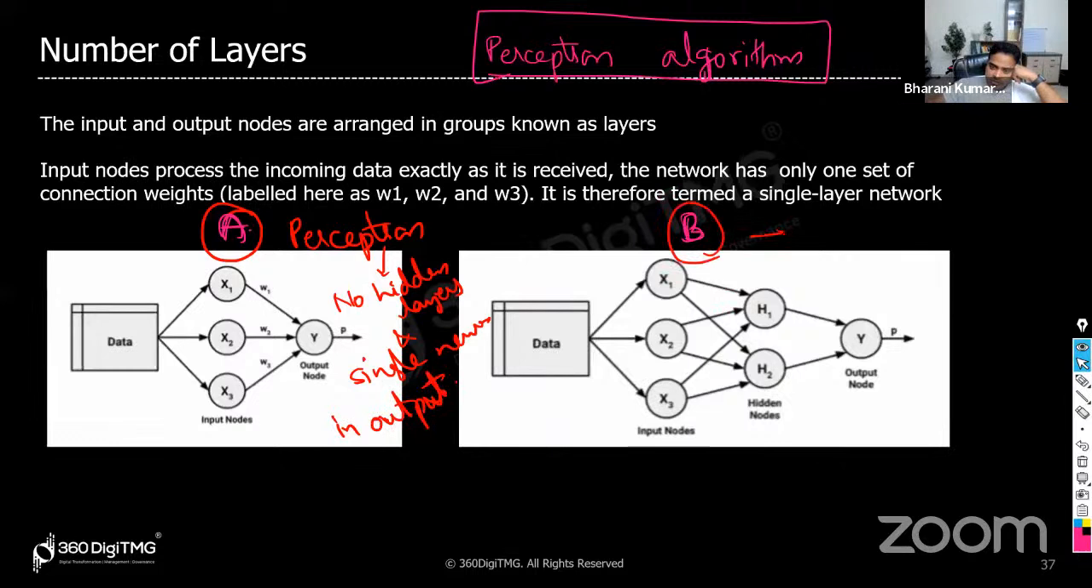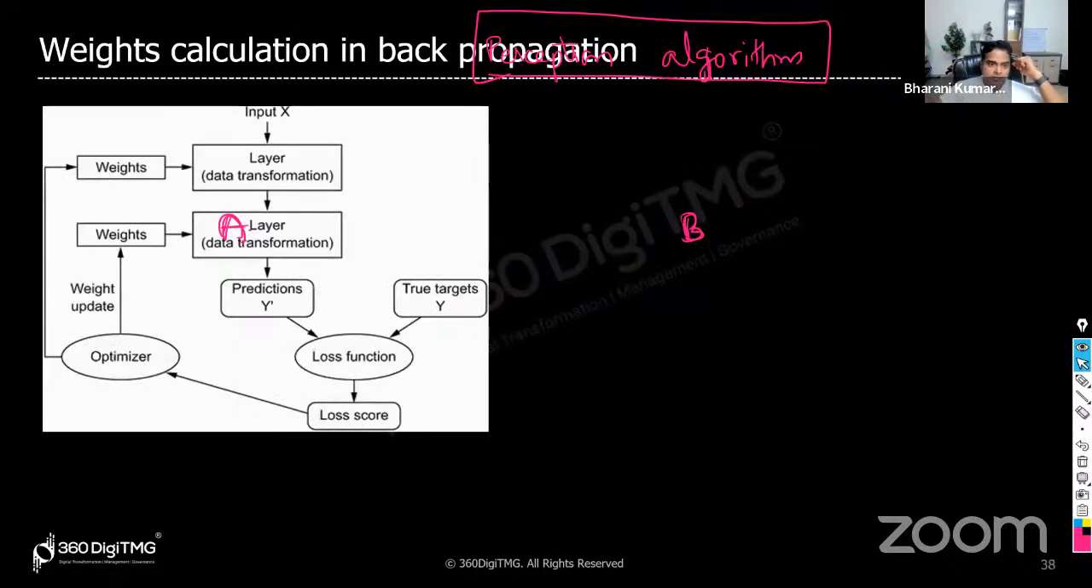Then B obviously is multi-layered perceptron. In a multi-layered perceptron, you will have hidden layers. You can have 1, 2, 3, 4,000, how many ever hidden layers of your choice. You can have a lot of neurons in your hidden layers. And in the output also, you might have a single node, or you can have 2 nodes, or you can have multiple nodes. Great. Next.